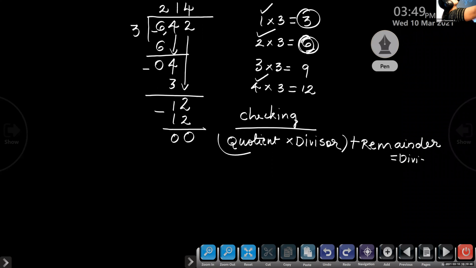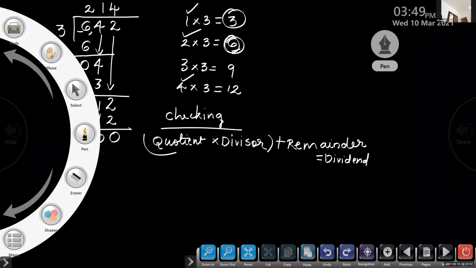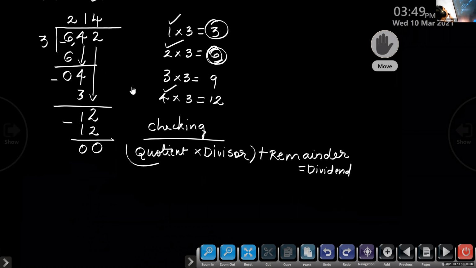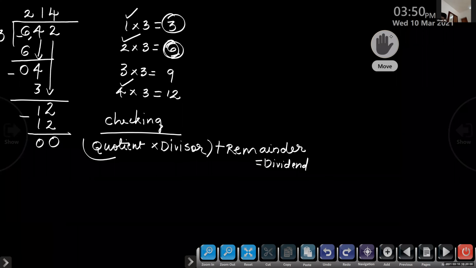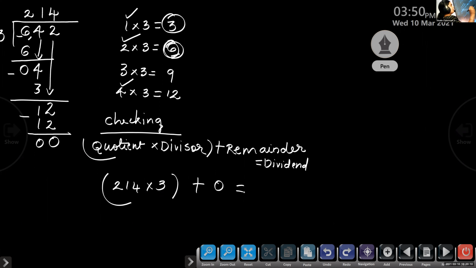Dividend. So here, which is the quotient? What is the answer we got? 214. Remainder 0. Before that, what is the divisor? Divisor is 3. 3 plus remainder is 0. What is the dividend? 642. When you multiply 214 into 3, you will get 642.